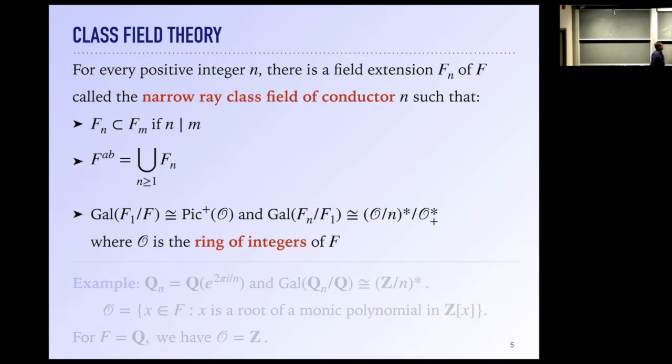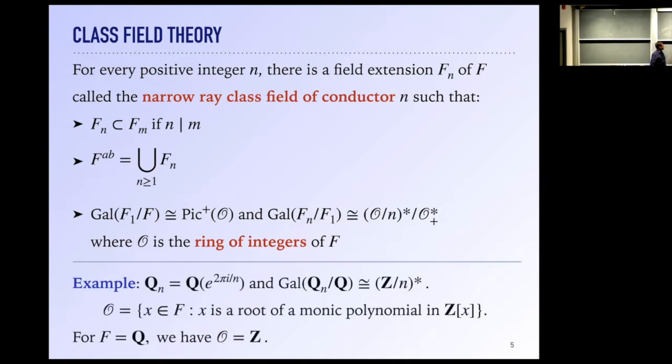This is called the narrow Picard group of F, or the narrow class group, where O is the ring of integers of F. This is something I'll define in a moment. And the Galois group of F_n over F_1 is some very simple quotient. It's just like (Z mod nZ) star. It's (O mod n) star, and you have to mod out by some subgroup of units, which I write O star plus. It's easier to describe what these all are with the example.